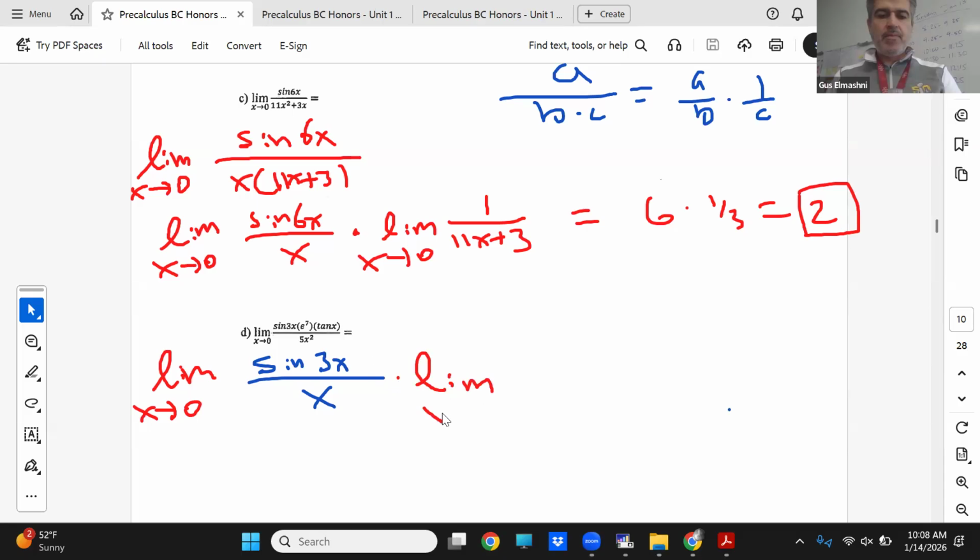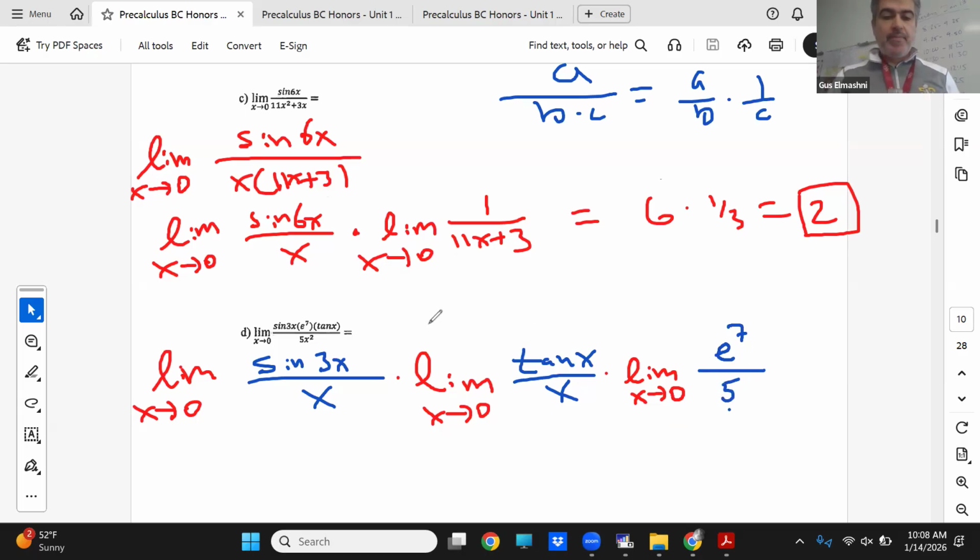E, where did E come from? Just came out, just there. Wait, E's being multiplied. Correct. These are all being multiplied.